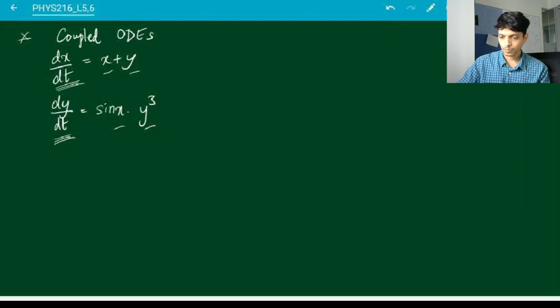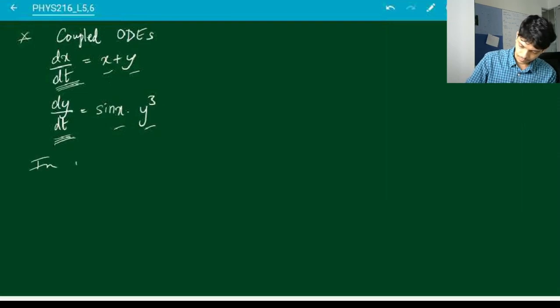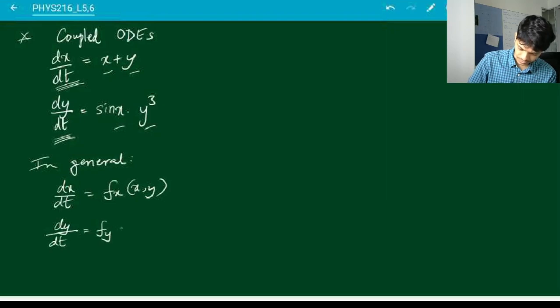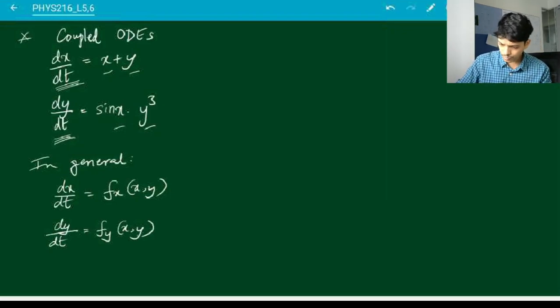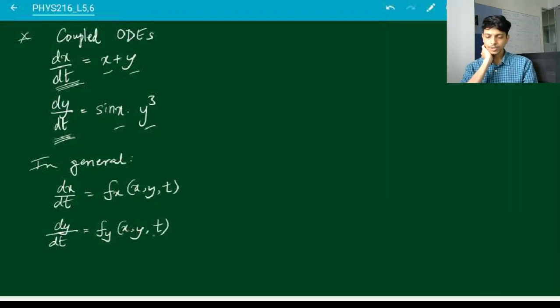So you have to generalize what we have learned from Euler's method or from Runge-Kutta method. So in general, the problem that we are trying to solve is dx by dt is some function fx of x and y, and dy by dt is also some function, let's call it fy of x and y. Actually, why only x and y? It could also have a t dependence in it. So these are your coupled ordinary differential equations. And over here, I have only written in two variables, but there's no reason why you have to stop at two. In principle, you can have x, y, z, w, whatever. As many as you want. You can have as many dependent variables, so you'll have those many coupled ordinary differential equations.